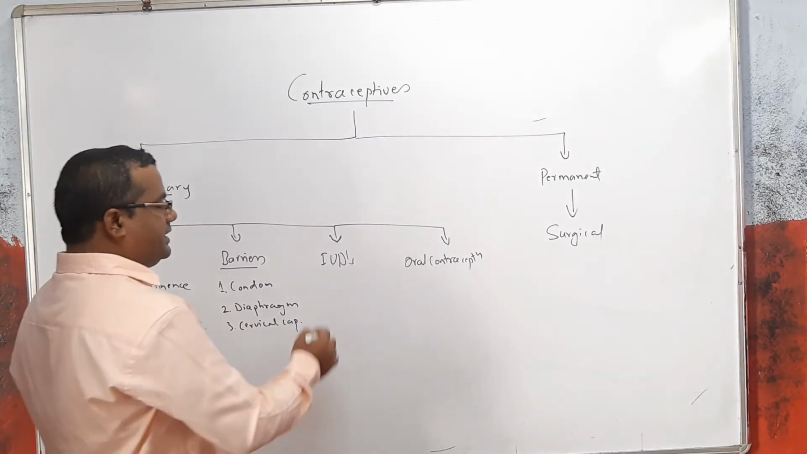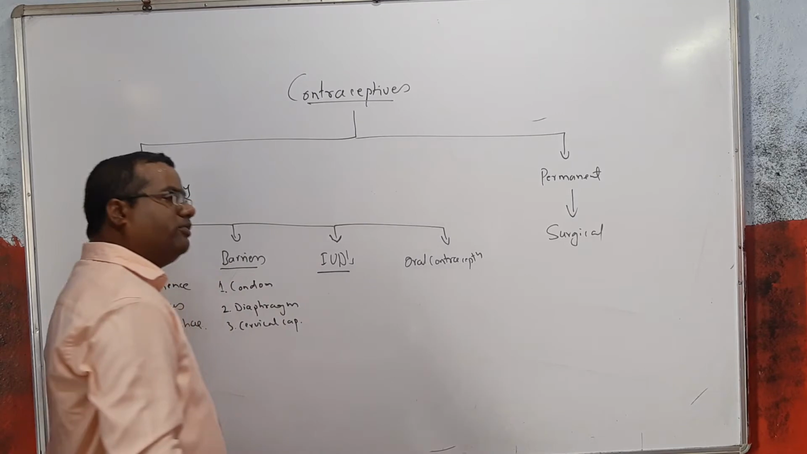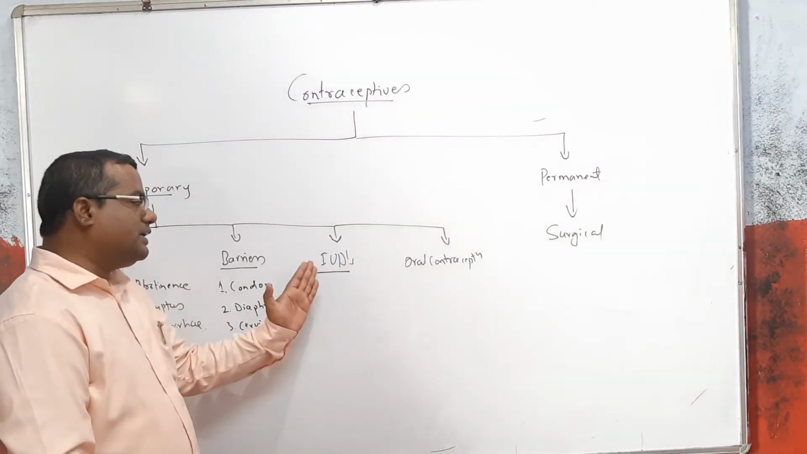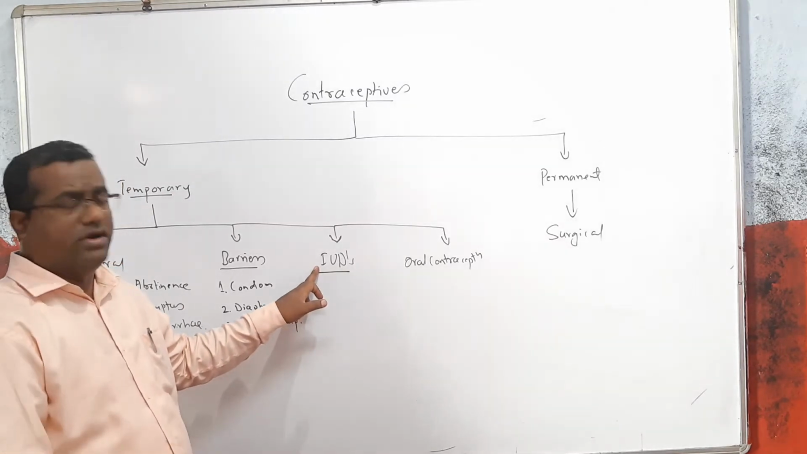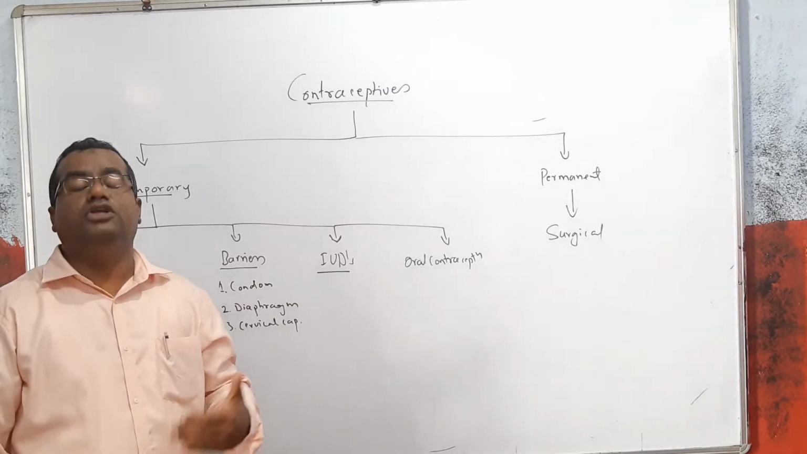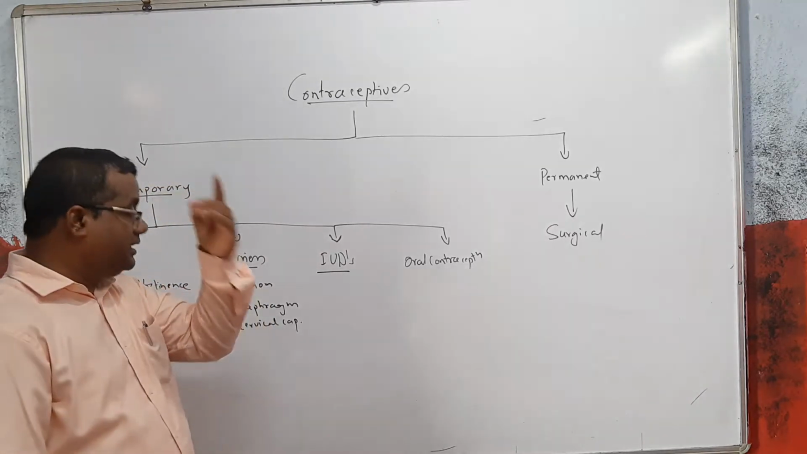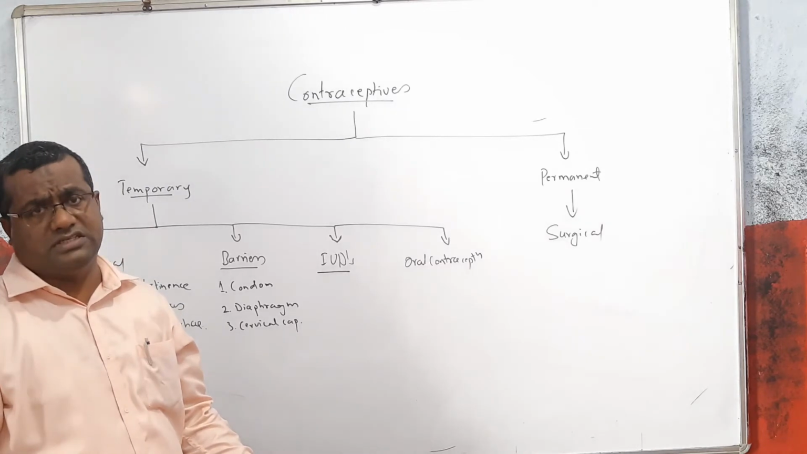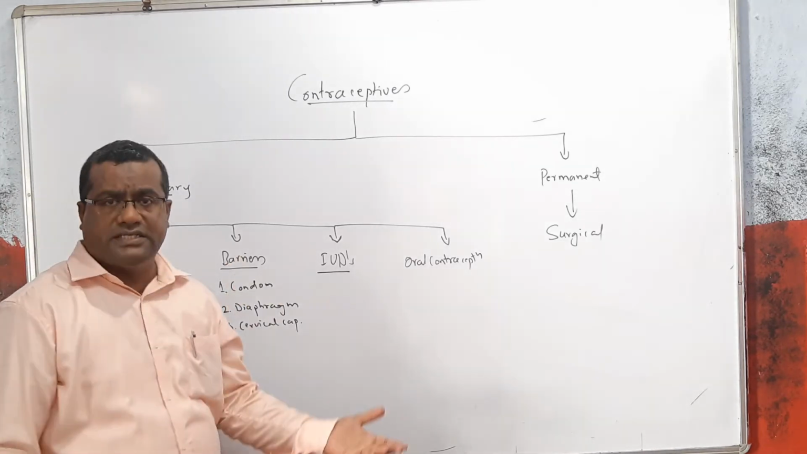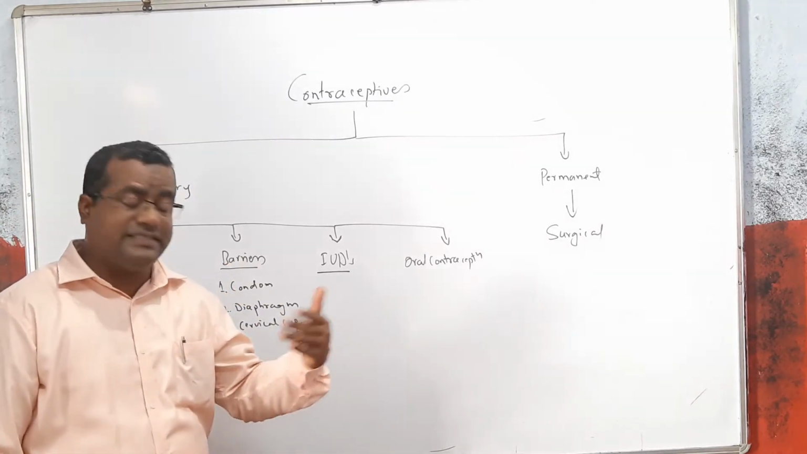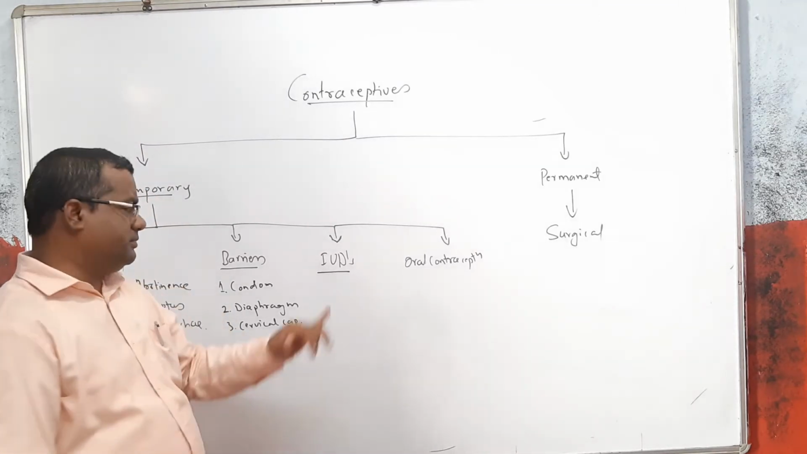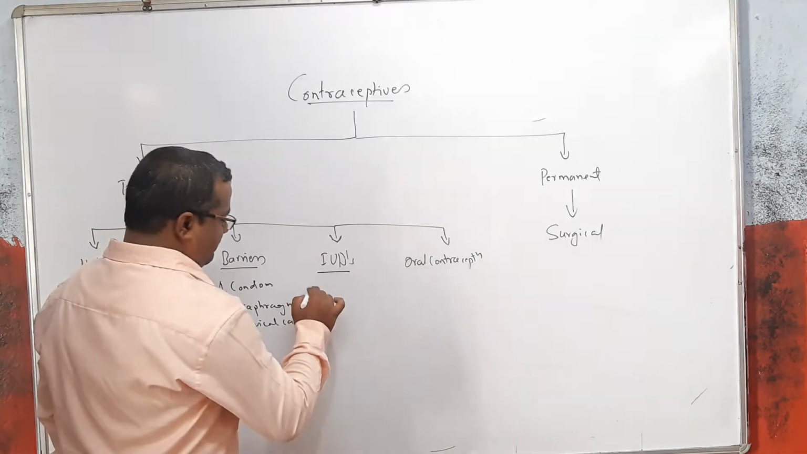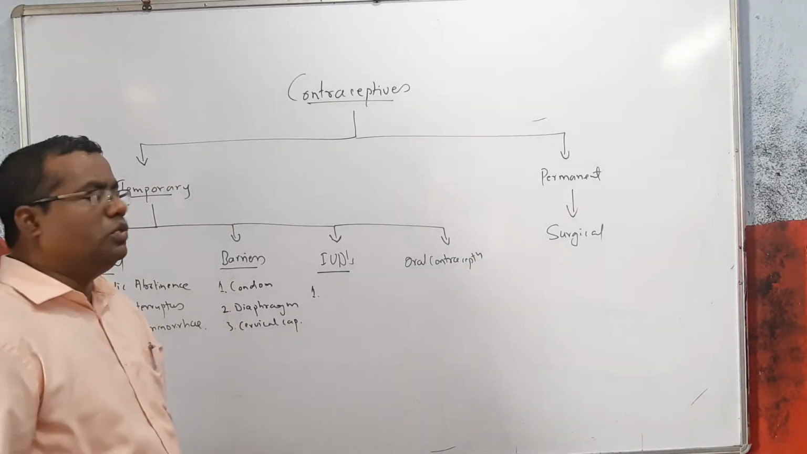Same thing, there are certain IUDs. What do you mean by IUDs here? Intrauterine device. Intra means put inside the body. Uterine is nothing but uterus. And what is the uterus? We know it is a part of the female reproductive system, and it's a device. So these devices are divided like this.